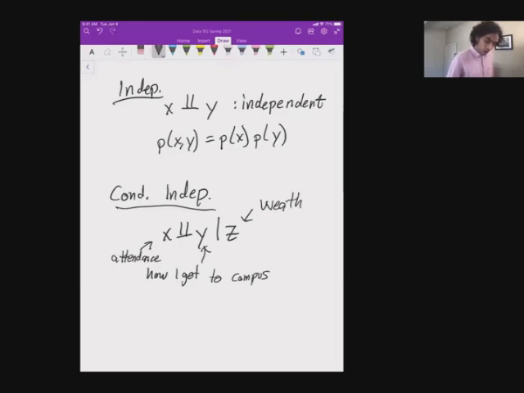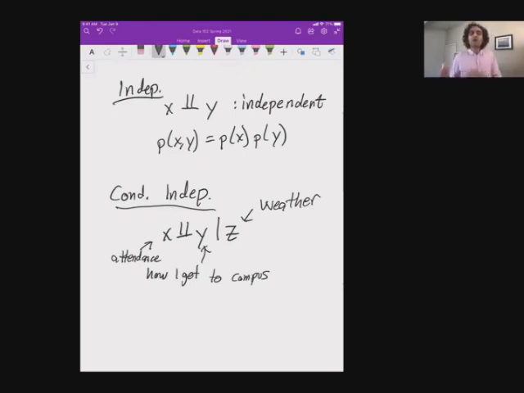So x and y aren't independent, but if I know that it's raining, then knowing attendance doesn't tell me anything about how I got to campus. If I know it's raining, that already tells me that the distribution for attendance is going to be shifted lower, since there are fewer people likely to show up. And that already tells me that the distribution of how I get to campus is going to be skewed heavily towards options where I'm covered, like taking a bus or something else, as opposed to walking or biking.